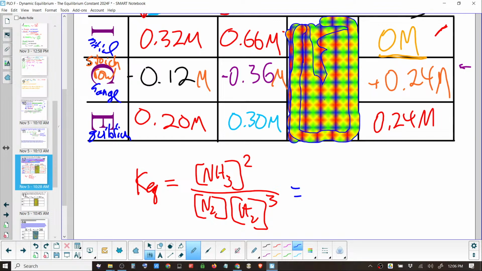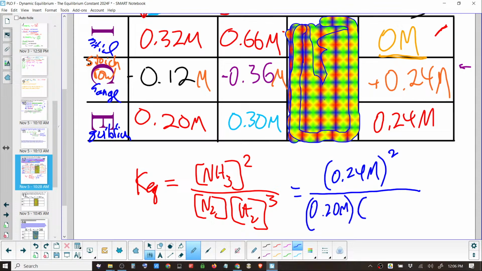What's the value for NH3? 0.24. And what mathematical operation do we do with that? We square it, and we divide it by 0.2. And also divide it by? 0.3, because this says concentration of this. But that is a concentration, so now I'm just showing the mathematical operation. Could I keep the square brackets? You can keep them if you'd like to. It's not wrong. 0.3 cubed. Perfect.